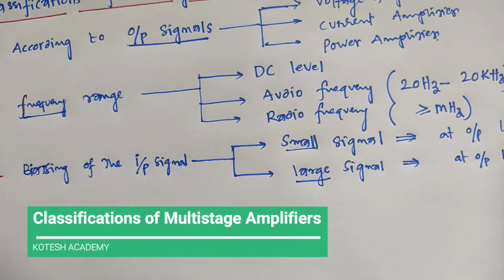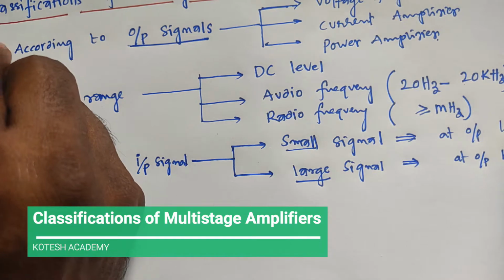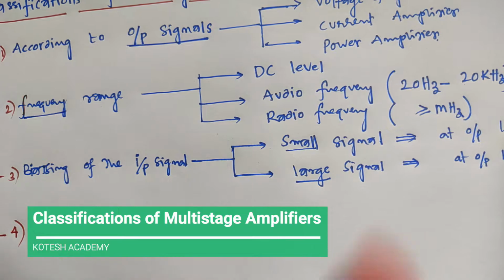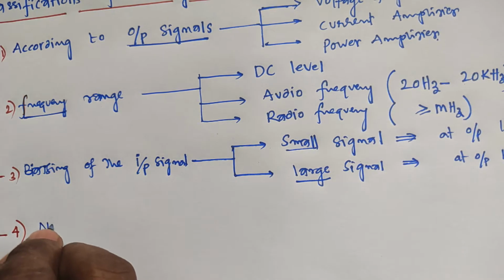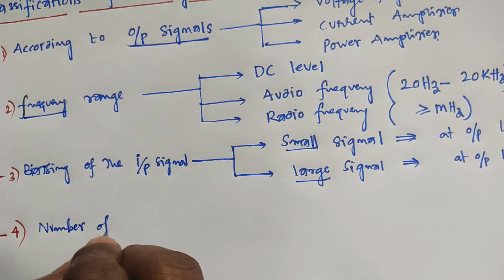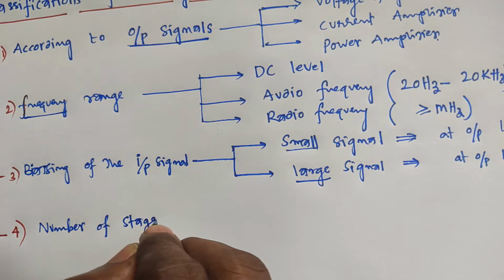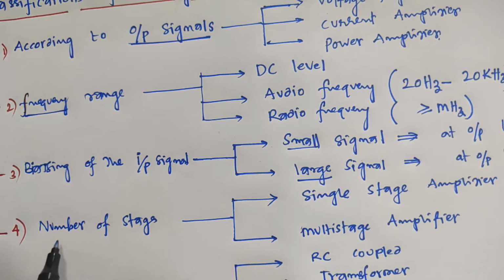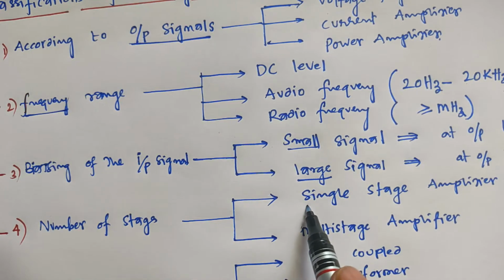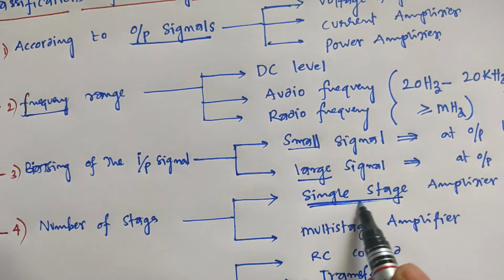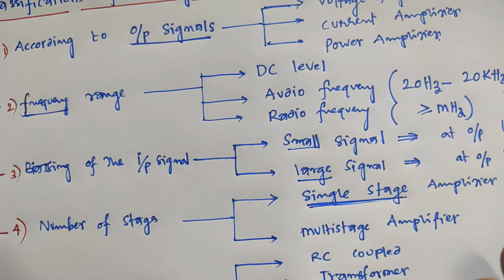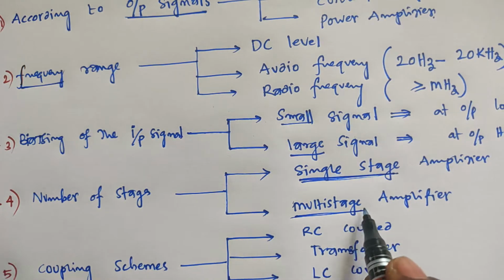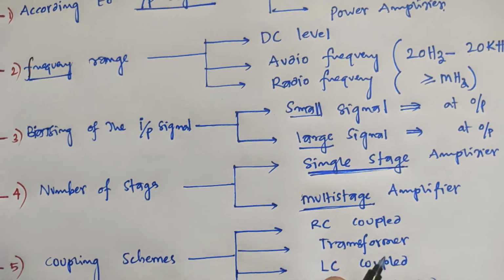And another one is, this is actually the fourth one, based on the number of stages. One is single stage. Single stage is nothing but for the entire amplification we use only one device, one type of transistor. The multi-stage is nothing but more than one stage. That is purely based on the number of stages.